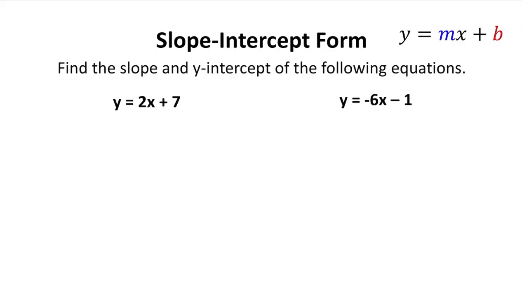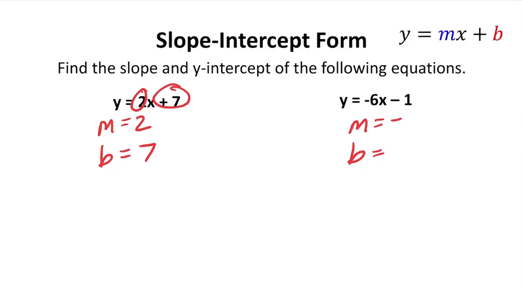Now, when it asks you for the slope and the y-intercept from equations like this, these are questions you better never miss when you're in slope-intercept form. Because we know m is just whatever number's here, y-intercept's here. Slope is 2, y-intercept's 7. Slope is -6, y-intercept's -1. Because we know slope sits in front of the x, y-intercept is the constant on the end.